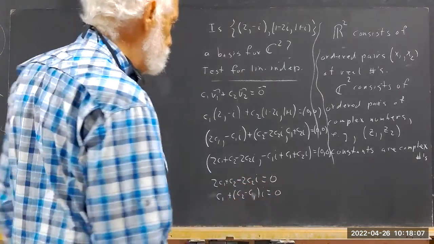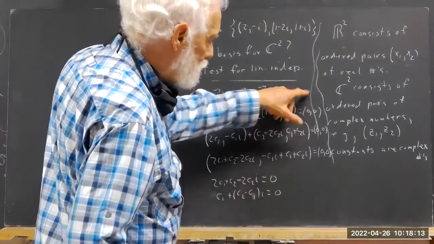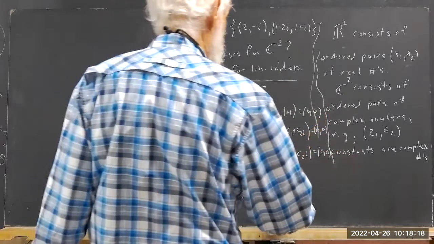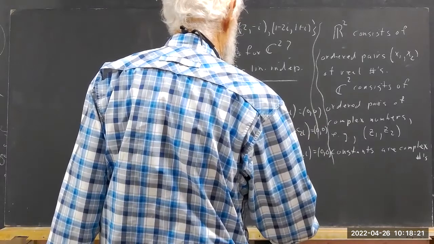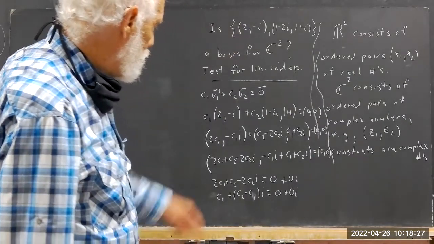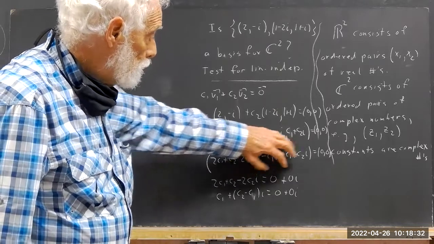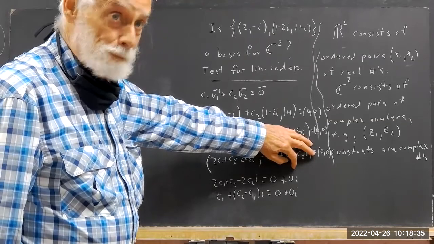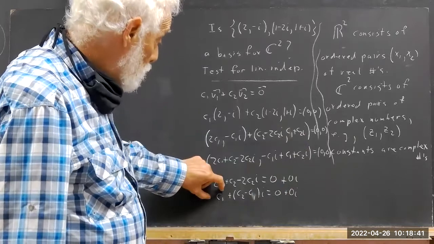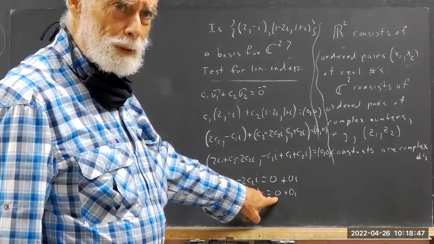Now this is 0. I didn't write it in complex form, but 0 in the complex plane means 0 plus 0I. So I can certainly write 0 plus 0I. And now I can see that C2 is going to have to be 0 because negative 2C2I has to be 0. Okay? And C1 has to be 0 because that's a real part of this imaginary number, and that real part has to be 0. Now, does that make sense?